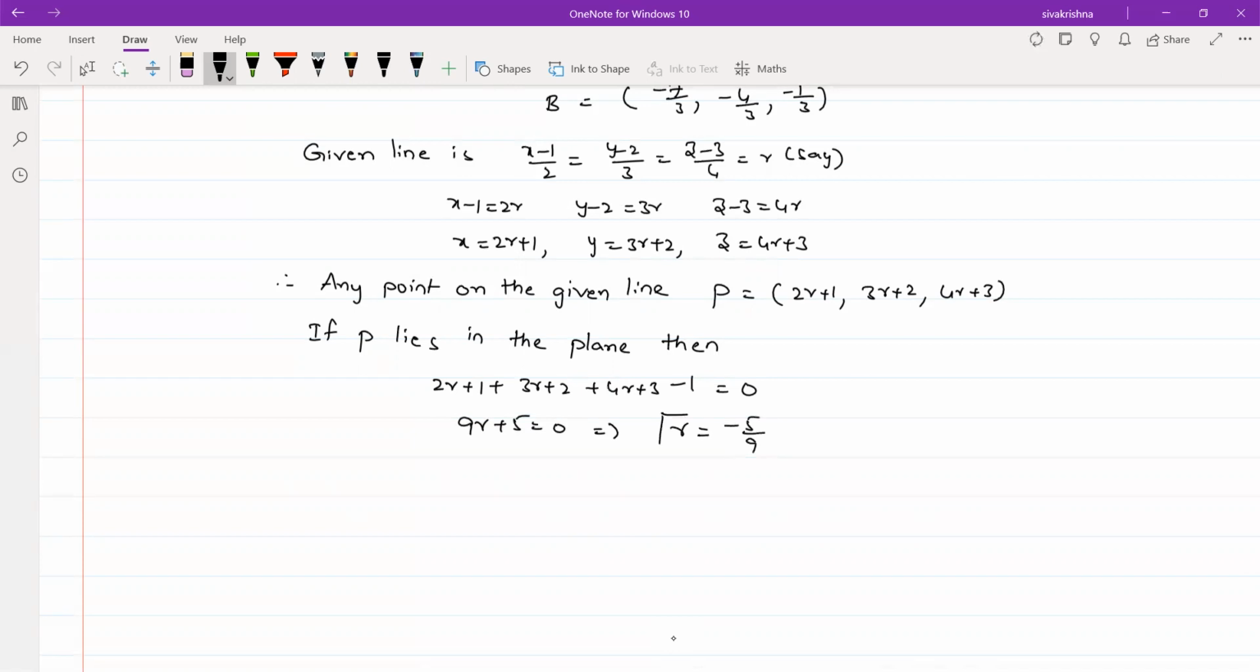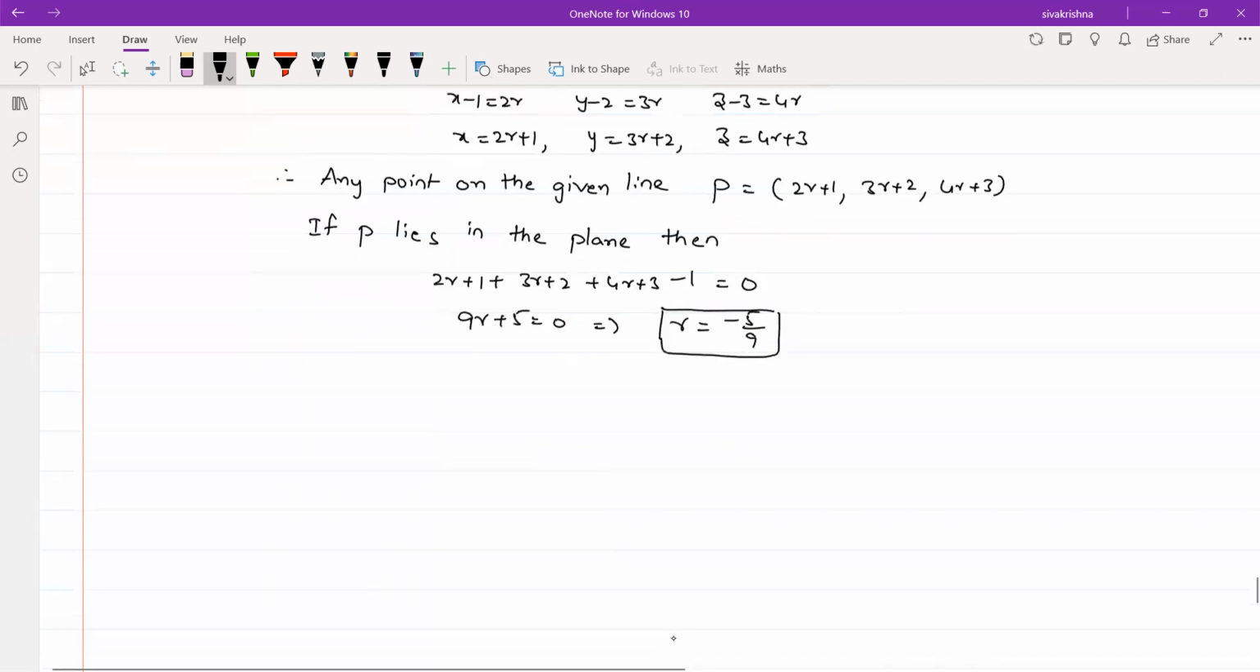So we get the value of r. Whenever we get the value of r, we can find the point p. Therefore, the point p is equal to, so we have to substitute 2 into minus 5 by 9 plus 1 comma 3 into minus 5 by 9 plus 1 comma 4 into minus 5 by 9 plus 3. Sorry, this is 2, right?